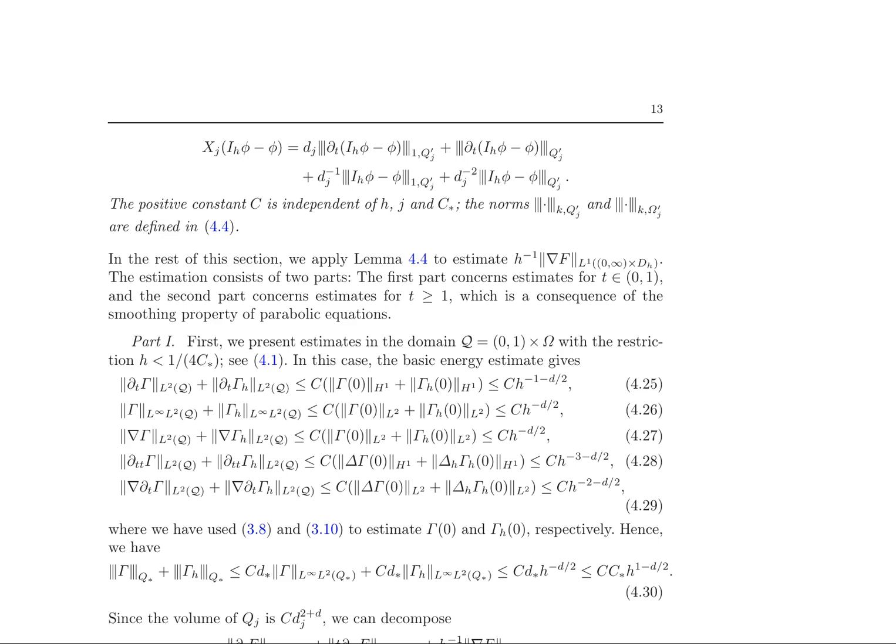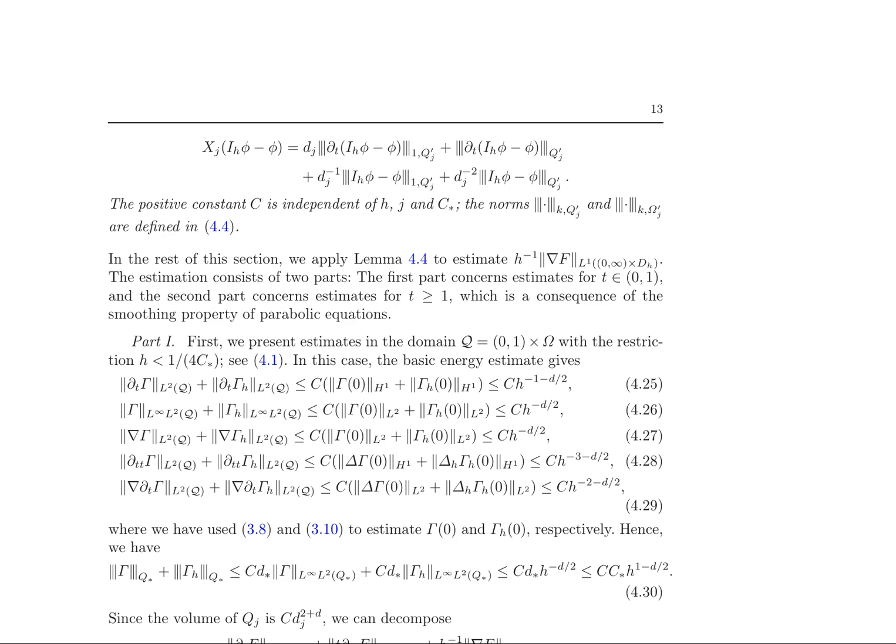The estimates are presented in two parts. Part 1 concerns estimates for t in (0, 1), and Part 2 concerns estimates for t greater than or equal to 1, leveraging the smoothing property of parabolic equations. In Part 1, the basic energy estimate yields bounds for the L2 norms of the solution and its derivatives, including the time derivatives of gamma and gamma_h and the gradient of gamma_h. These bounds are derived using equations 4.25 to 4.29, which involve the norms of the initial data gamma_0 and gamma_h0.